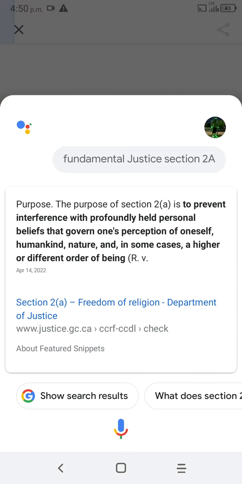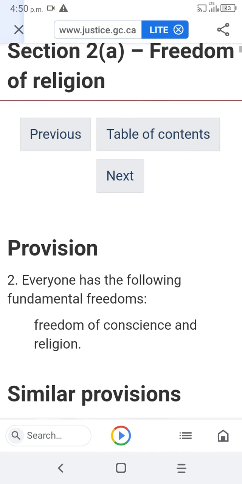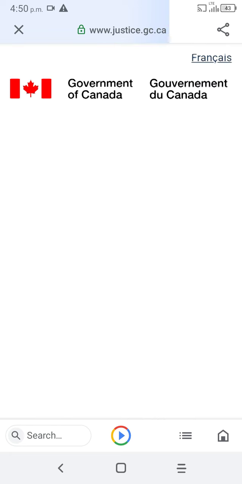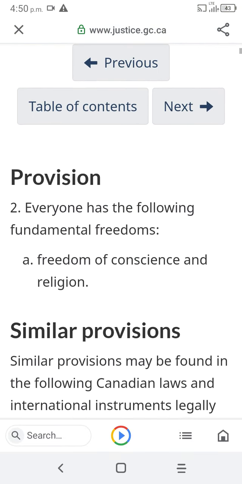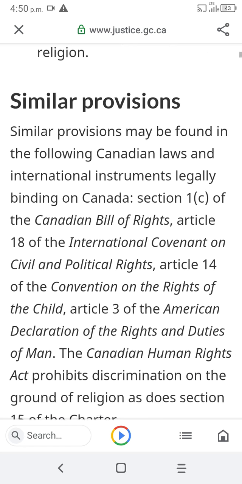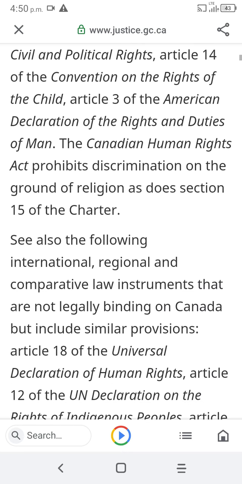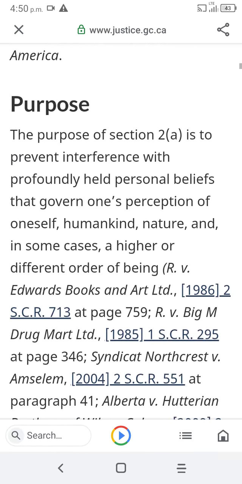Okay, so going back to the same website, justice.gc.ca, we find here the definition or the description of the right. Just to give you a brief preview. Provision: everyone has the following fundamental freedoms: freedom of conscience and religion. So he talks about other bills or acts or charters that have been written that are legally binding on Canada, as well as not legally binding in Canada. So he explains the purpose.